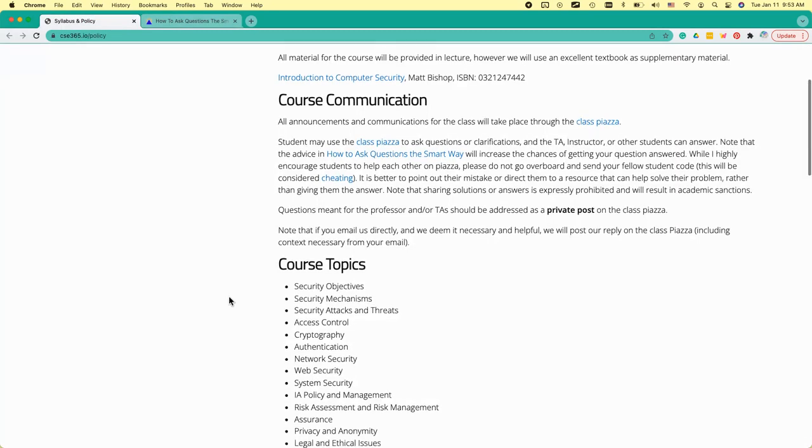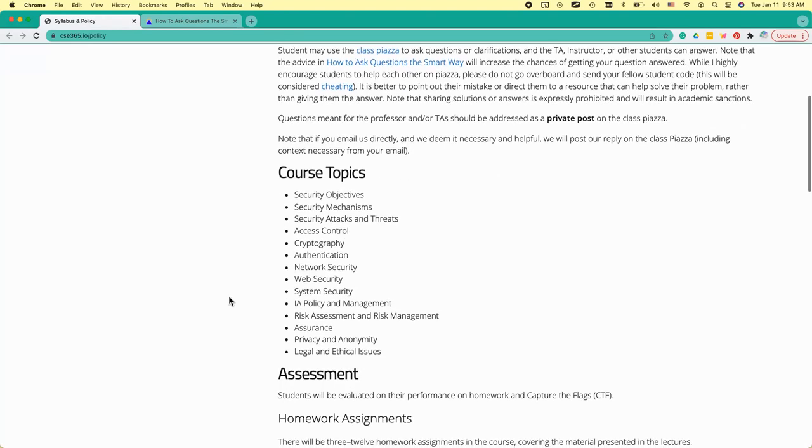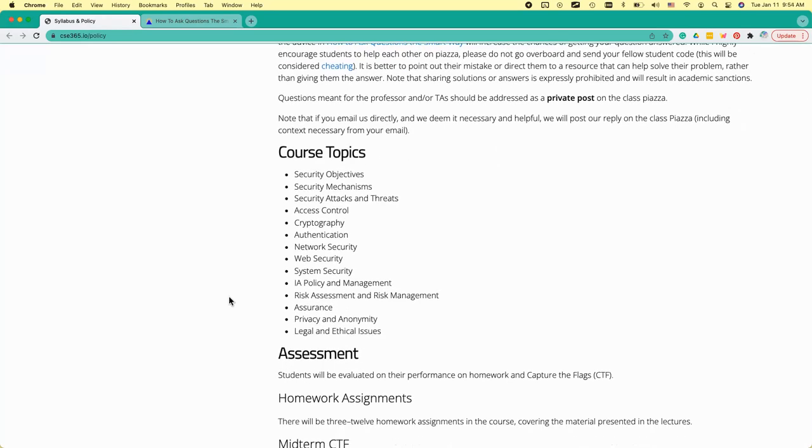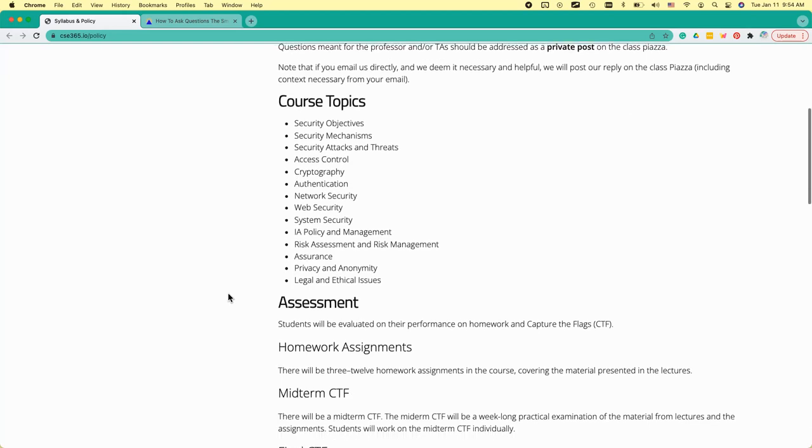Okay, and then what else? Course topics. As I mentioned, this class will cover a lot of very broad topics, but not very deep. We will have things like access control. Adam will probably start that in the next lecture, right? Something like that. Yeah, access control, and then we'll have cryptography, authentication, network security, web security, software security, system security, etc. Basically, it will cover a lot of stuff.